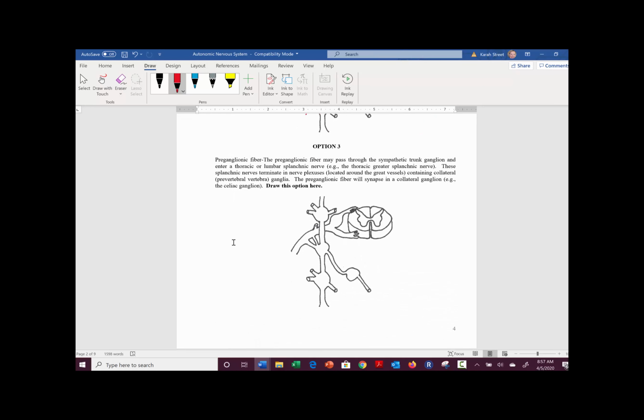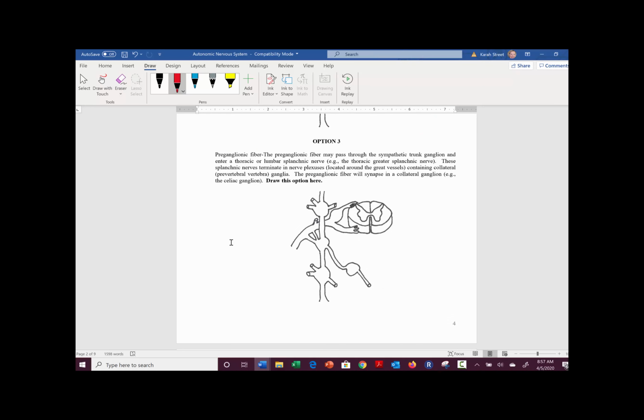So now we have another option. Of course, we have another option. The sympathetic division, if you haven't figured it out by now, is a lot more complicated than the parasympathetic division. So in this option now, we're looking at a preganglionic fiber that may pass through the sympathetic trunk ganglion and enter a thoracic or lumbar splanchnic nerve. Splanchnic nerves are always preganglionic fibers. That's important that you remember that.